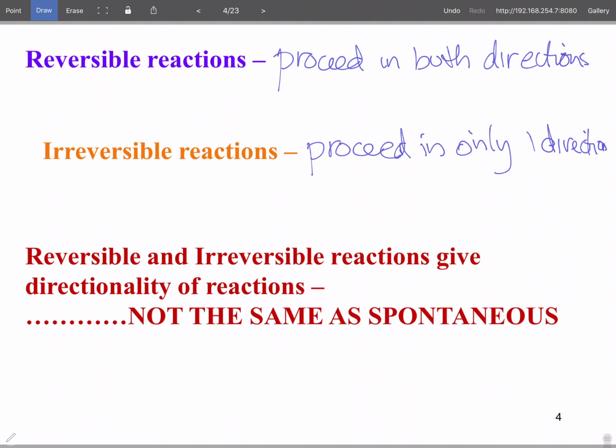Unlike reversible reactions, where if you move it to the product side, you can move it back to the reactant side. Now, reversible and irreversible reactions give directionality. That is not the same as spontaneous, because when we say it's a directionality, it can go one direction or the other. That has no bearing on whether it's going on its own or not. So these are totally different things.